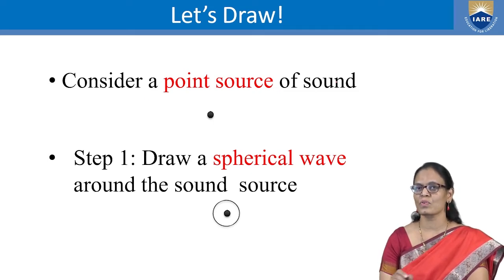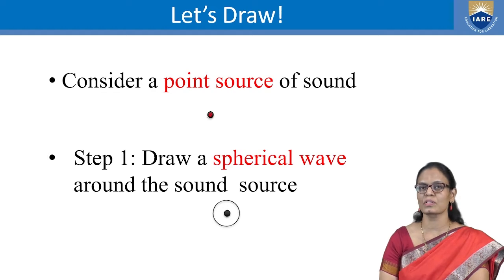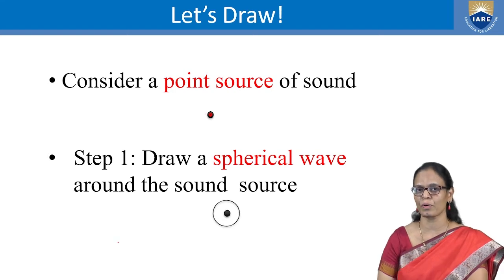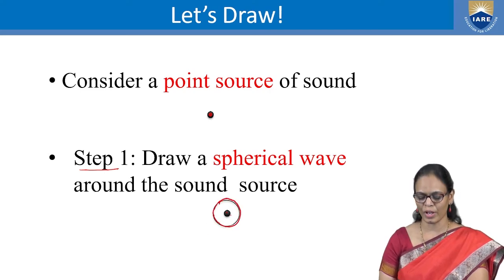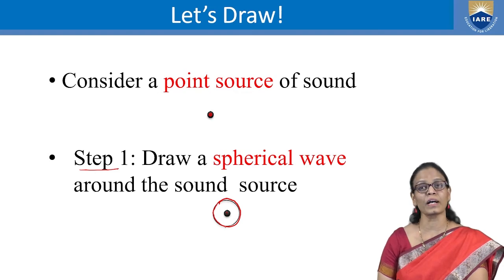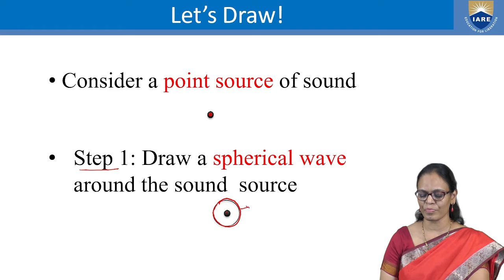So, consider a point source of sound. We'll consider a point source like this. Suppose you are dropping a stone in water, this is the position at which we are dropping. So, in step 1, what we are going to do is, we will draw a spherical wave around the sound source. So, this is the point. Around this we are drawing a spherical wave, with this point as the center. Using a compass, you can draw a circle of convenient radius that becomes the wavefront. I can say this is the initial wavefront.